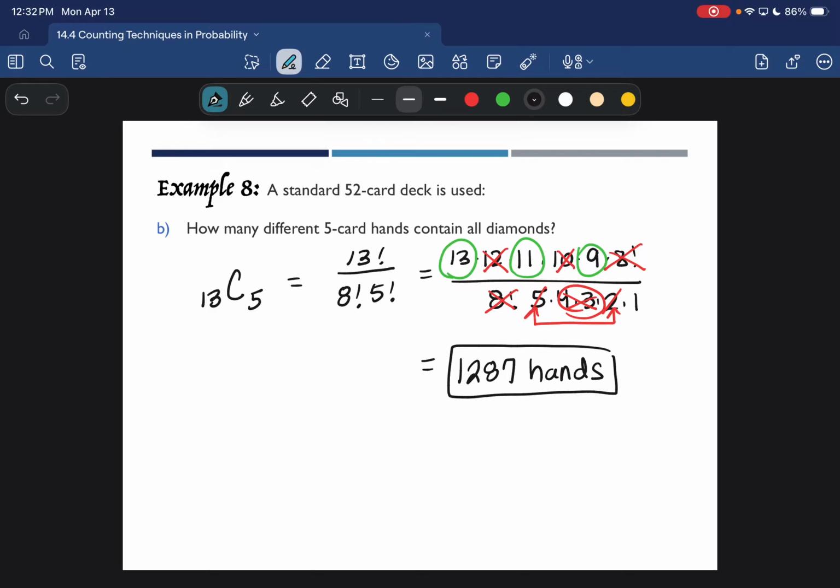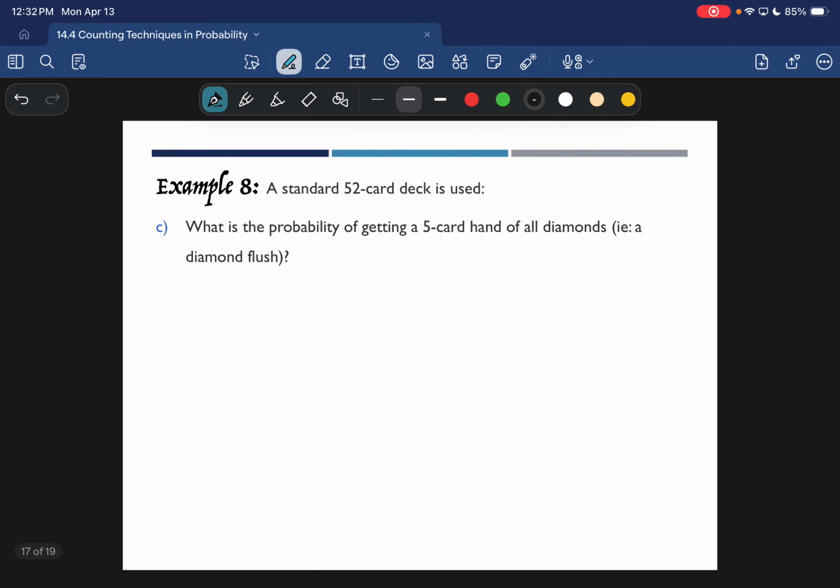In fact, if you're playing poker, this is called a flush. When you have all the same cards of the same suit, it's called a flush. And it has value because it's uncommon. Okay? Let's do one more. This one is a little different. This one asks us what the probability is of getting that 5-card hand being all diamonds.